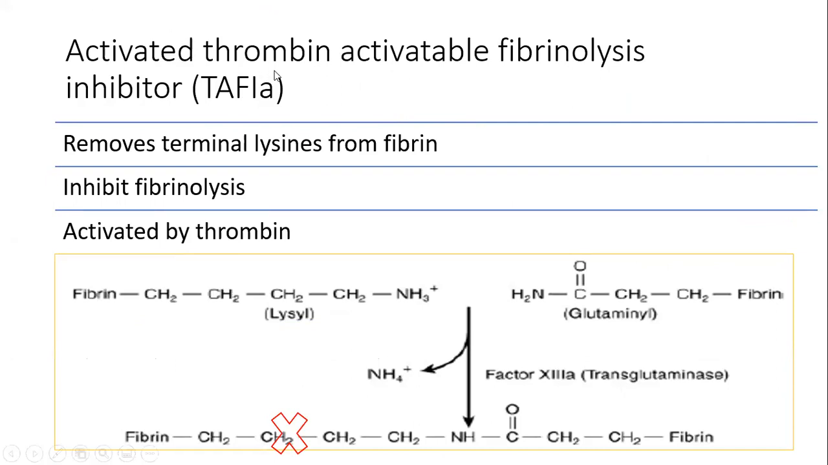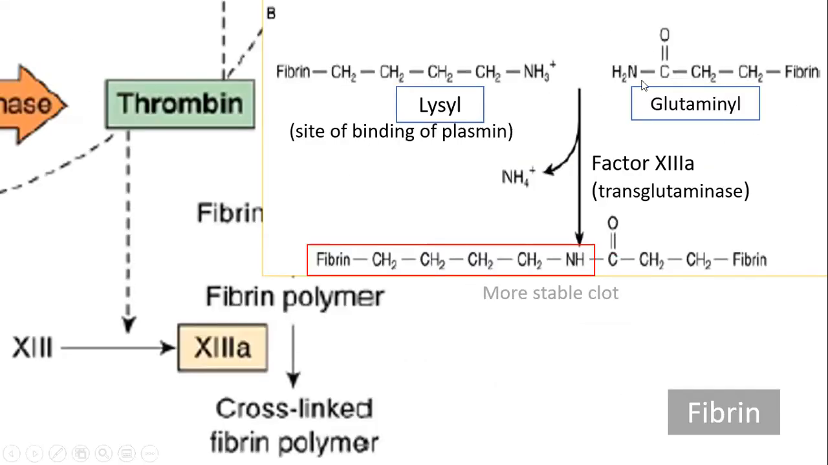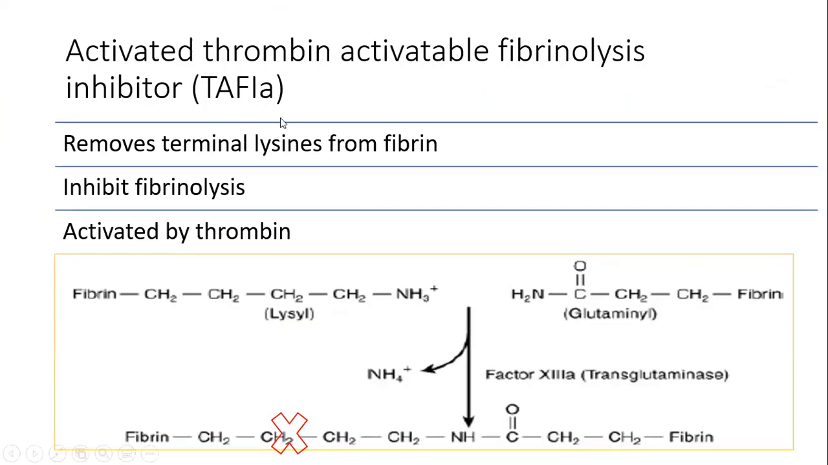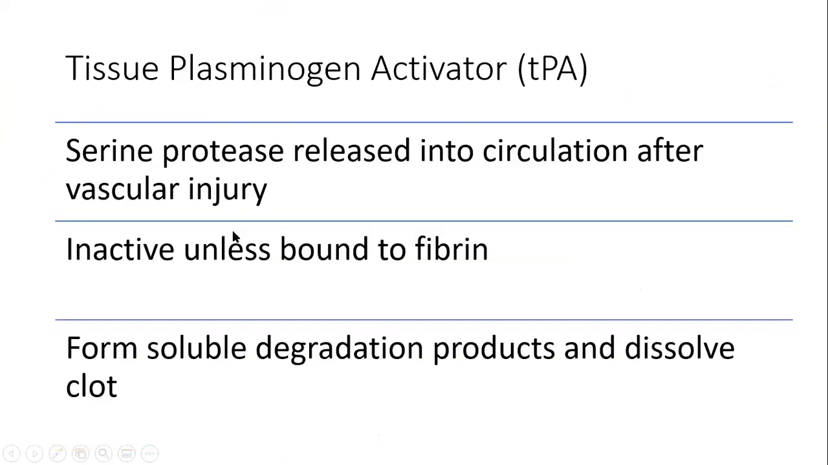We have the thrombin activatable fibrinolysis inhibitor, or TAFI-A. What TAFI-A does is it removes the terminal lysine residues from the fibrin. If you remove the lysine residue here, is there still a place for plasmin to bind? None. Can it still degrade the fibrin? No. So in this sense, TAFI-A would inhibit fibrinolysis. It removes the lysine residue, and TAFI-A is activated by thrombin as well.